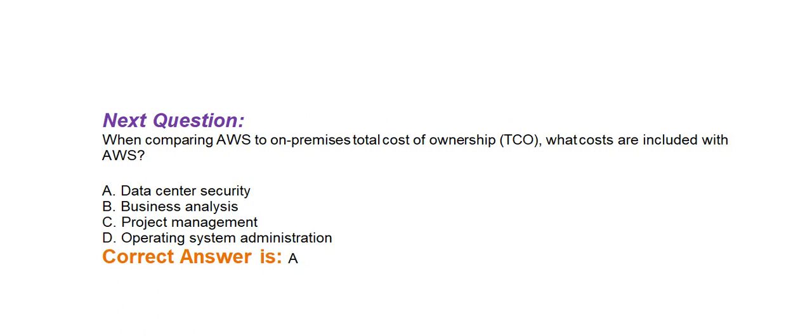Next question is, when comparing AWS to an on-premises total cost of ownership (TCO), what costs are included with AWS? Option A, data center security. Option B, business analysis. Option C, project management. Option D, operating system administration. Correct answer is option A, data center security.